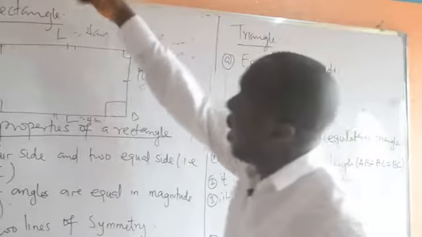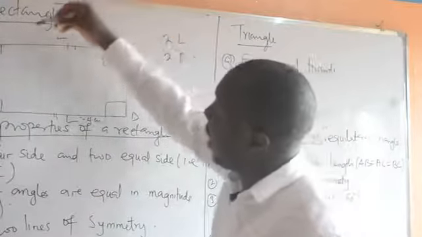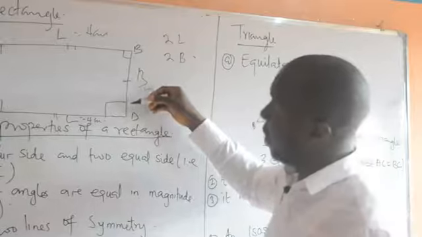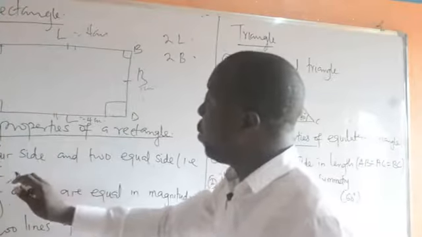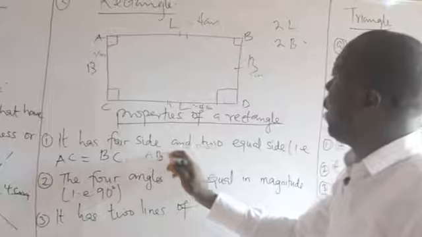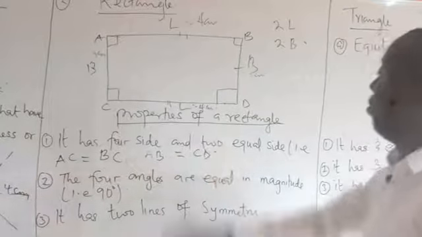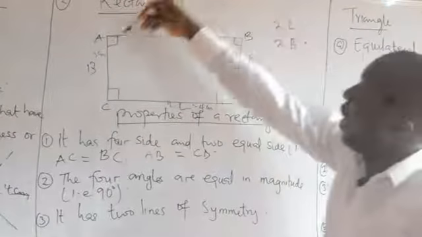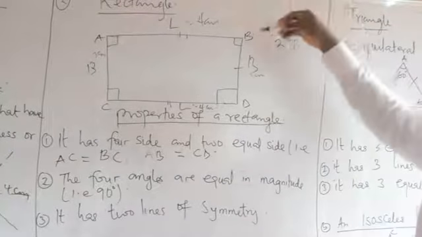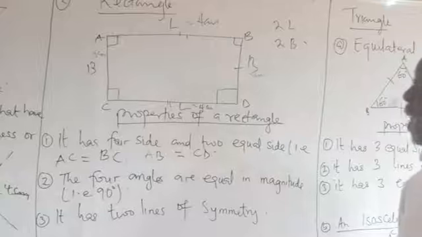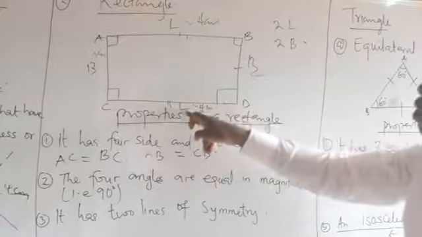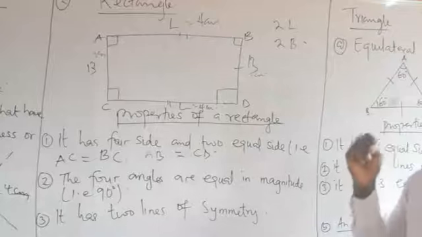That is, length AB is equal to length CD, and length AC is also equal to length BD. If this side is 4 cm, this side too will be given as 4 cm. So it has 4 sides and 2 pairs of equal sides.